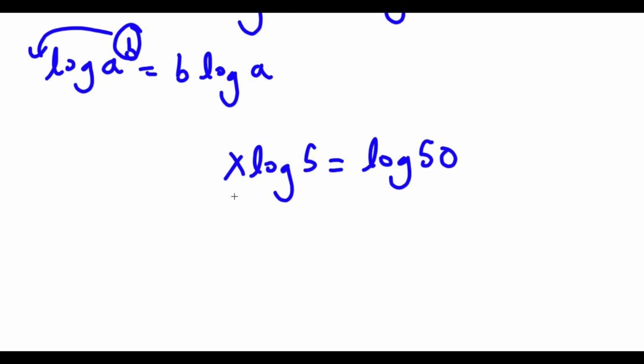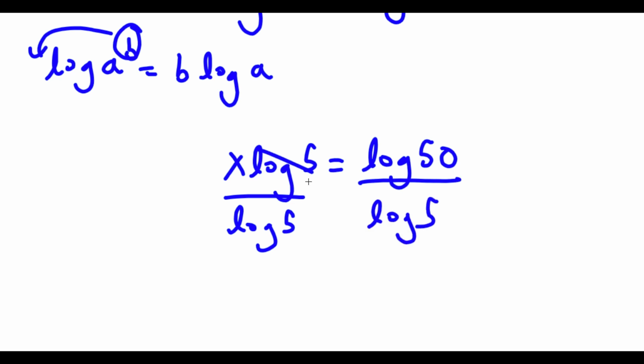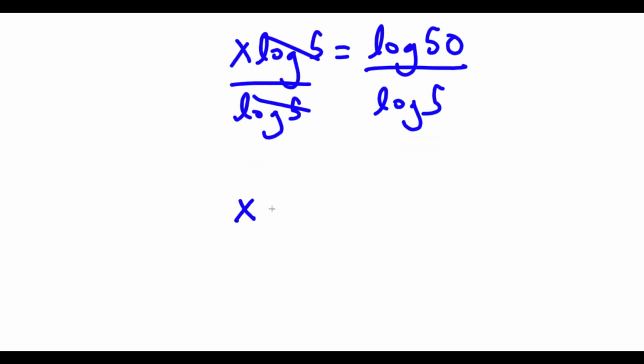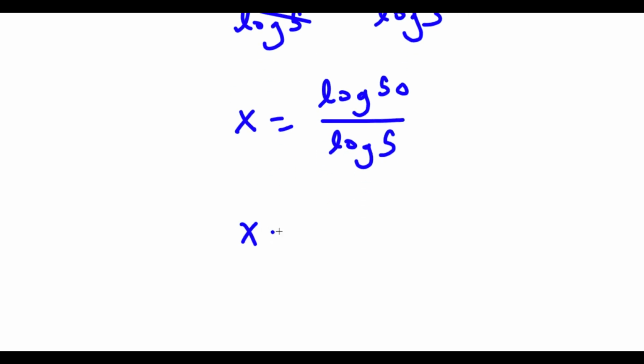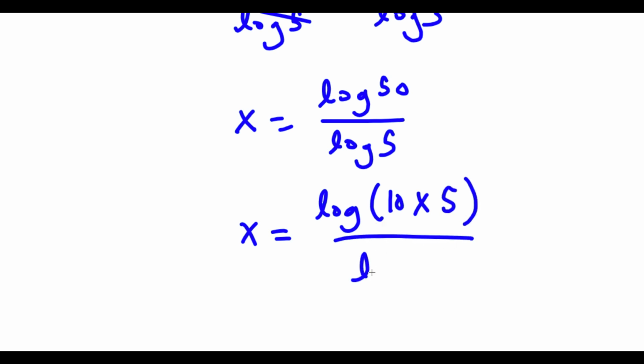Now, I'm going to divide both sides by log 5. So then these two cancel out, and I'm left with x is equal to log 50 over log 5. Now log 50, this is the same thing as log of 10 times 5. Now I have this over log 5.